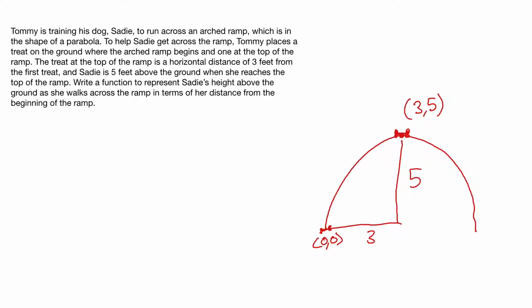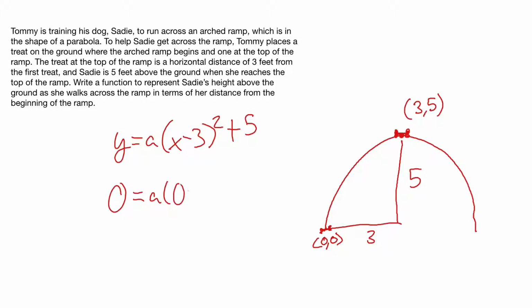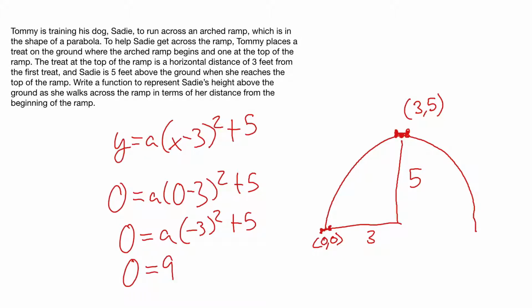So, now all we have to do is place this into our formula like we've done before. So, y equals a times x minus 3 squared plus 5, as we know the vertex in 1 point. Then I just plug in my values. 0 equals a times 0 minus 3 squared plus 5. At which point 0 equals a times negative 3 squared plus 5. 0 equals 9a plus 5.